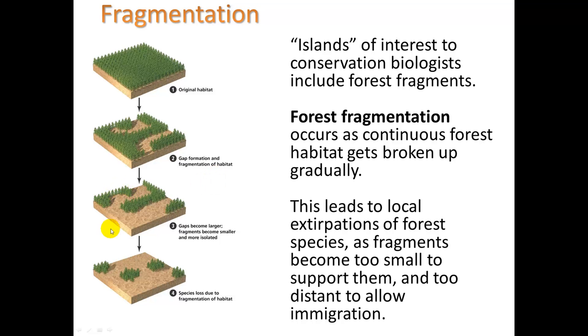So maybe if these were all four touching each other, if they were the same area, that would still be better than having four smaller areas that were separated. Because here you might have a certain species of some kind of a squirrel species or something, where the population might be just too small to survive. But if it had the area of these four touching, then it might be able to survive more easily.